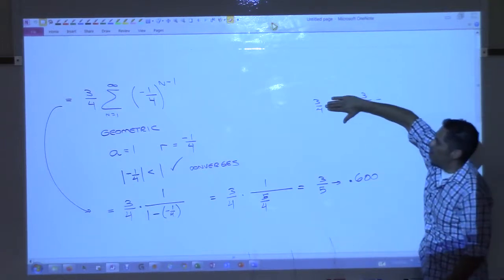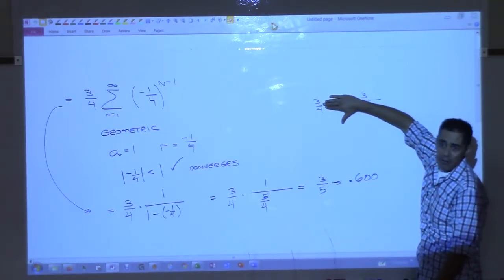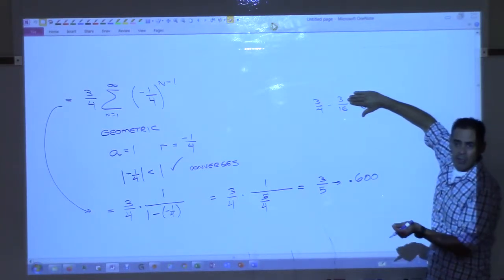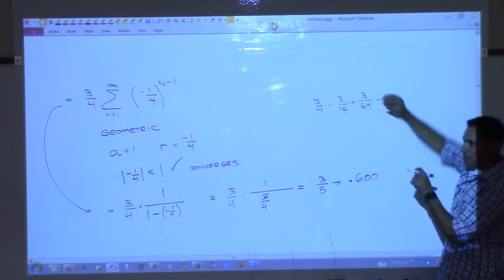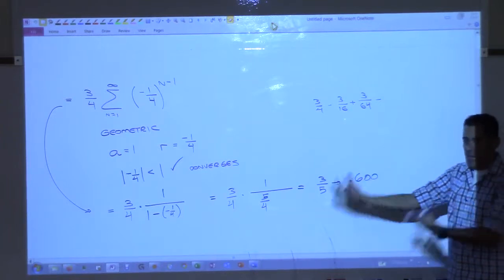Like, look, if we just do the first term, where are we? 0.75, right? 3/4 is 0.75. So then you subtract something from it, and then you add a little something and subtract. So what happens is you get closer and closer to 0.6. If you could do it forever, that is 0.6.